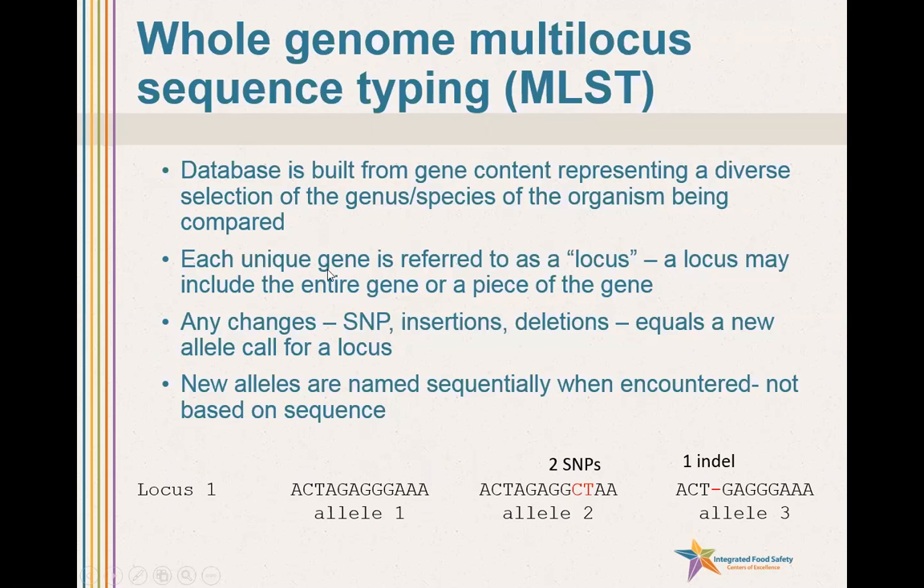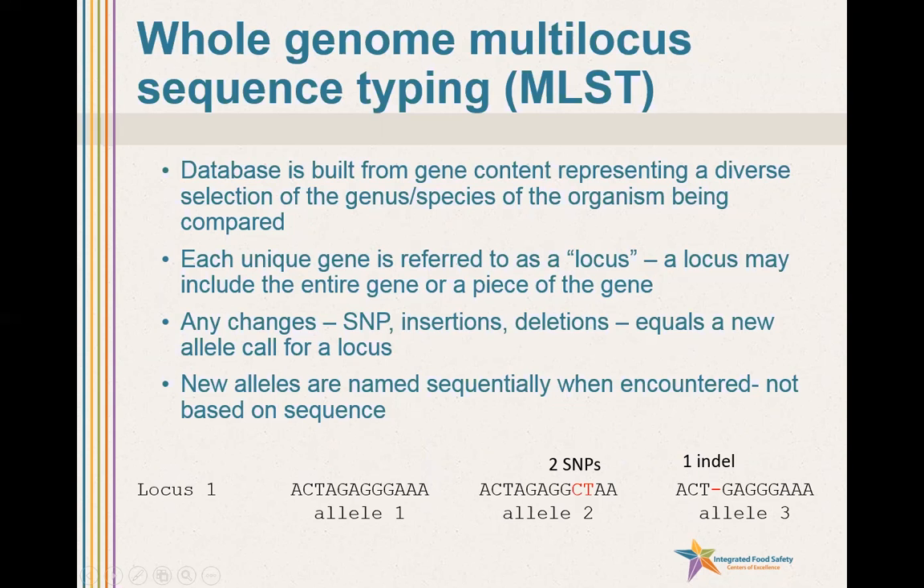Each unique gene we often refer to as a locus. A locus may be the complete gene. It could be thousands of nucleotides. Sometimes it might be a piece of a gene or some other part of the genetic sequence. Any changes, and we talk about different mechanisms of changes, SNPs, insertions, deletions, provide a new allele call. So we see this on the bottom when we talk about locus 1.